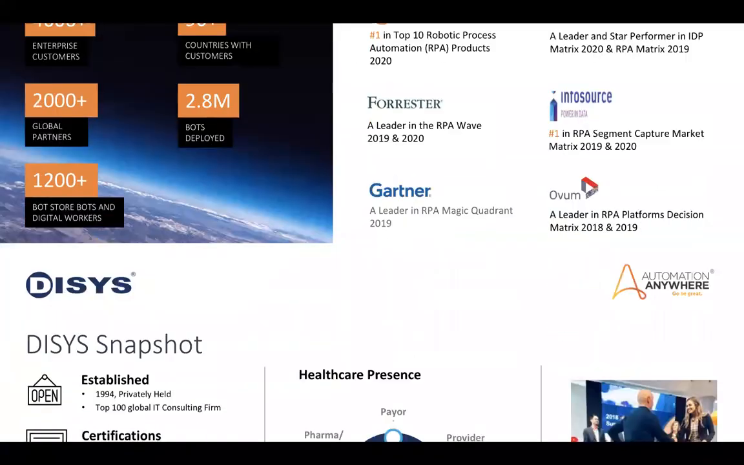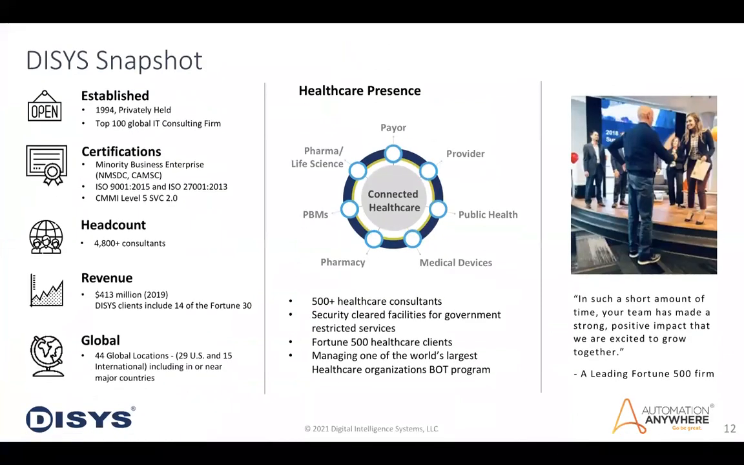And if you look at DISYS, we were about $413 million in revenue in 2019, and we probably crossed the $500 million mark this year. We are a minority business enterprise, based out of the US, in the DC Metro, Northern Virginia area, and we have presence across the globe. In the US, we have presence in more than 35 cities. We have 45 plus global locations, and we are also CMMI level 5, SVC2. We are one of the first organizations to be certified, so it's a very high quality organization.